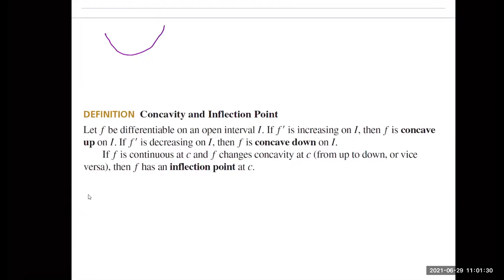I'll say it like that, that curve is concave up. So you can think about it as, you know, it would hold water if it's concave up. Okay. And if it's turned the other way, that means that it's concave down.